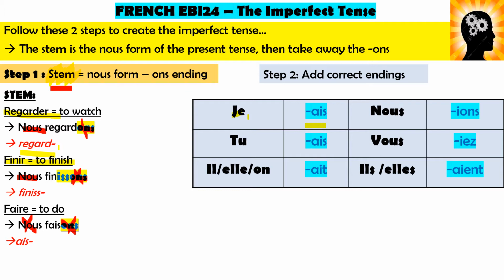You can hear it when I say it. Je regarderai, je regardais. You can hear that difference. One is what you would do, one is what you was, were, or used to do. So I know this is tough, guys.